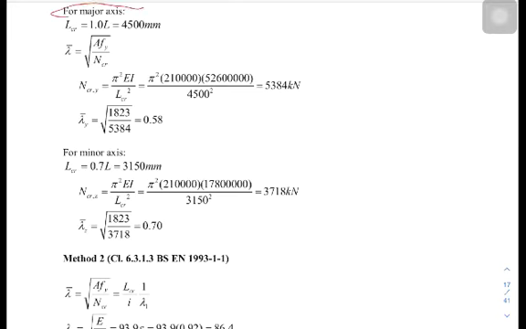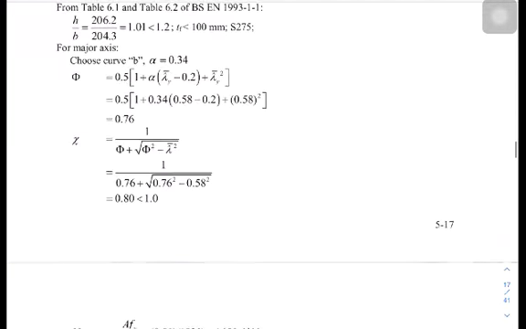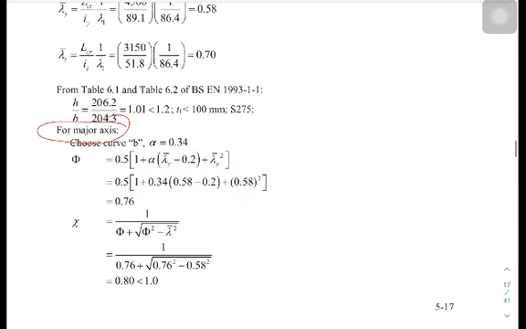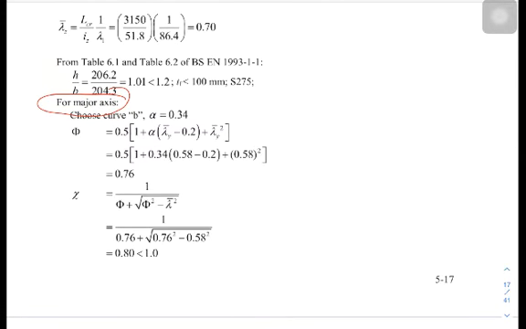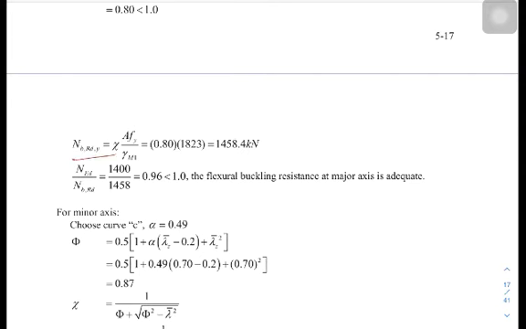The only thing now is that for the major axis, you have to find the lambda, and also for the minor axis. And then from that, if you want to use method 1, then to me, just forget about method 2. And then you find the one which is more critical. In this case, the critical one is actually the major axis. Then again you find the value of phi, and then the value of chi, and then you get the value of NbRd here.